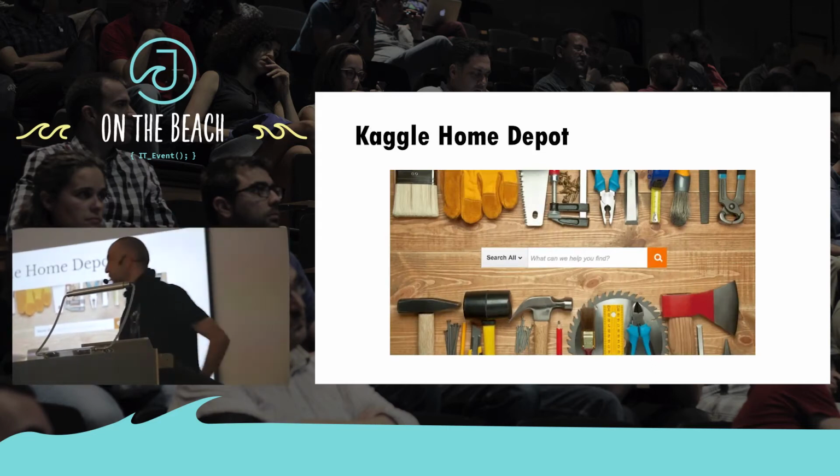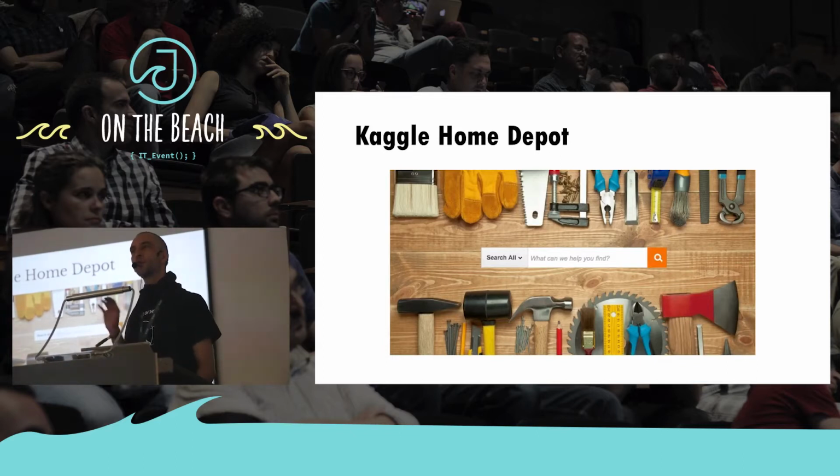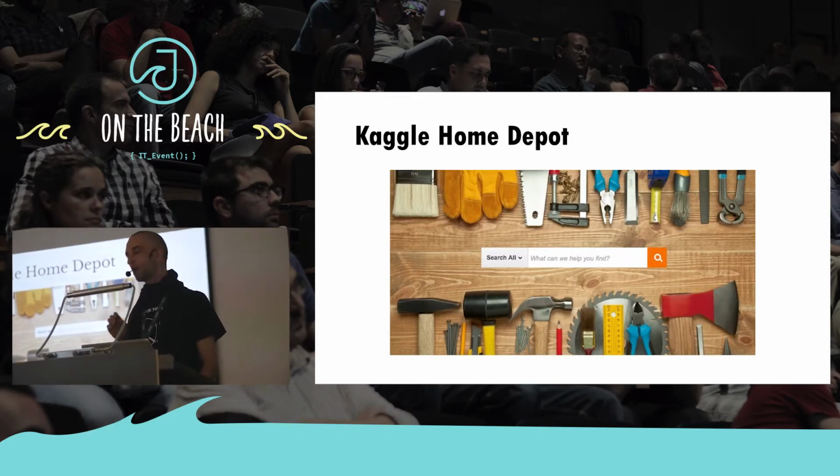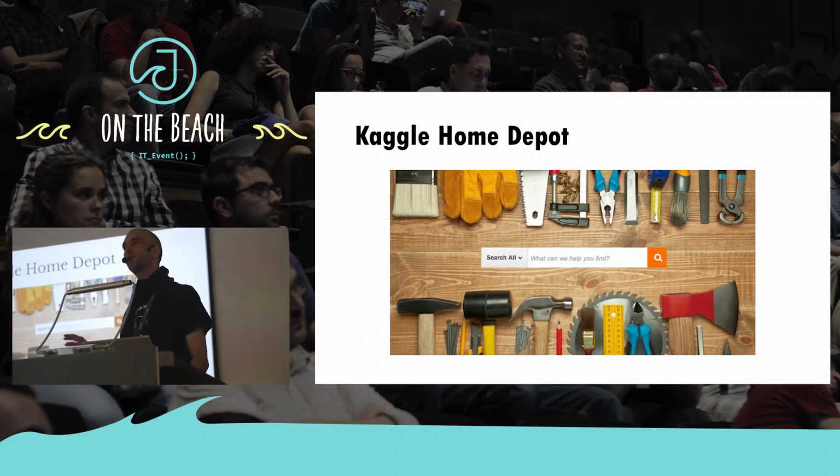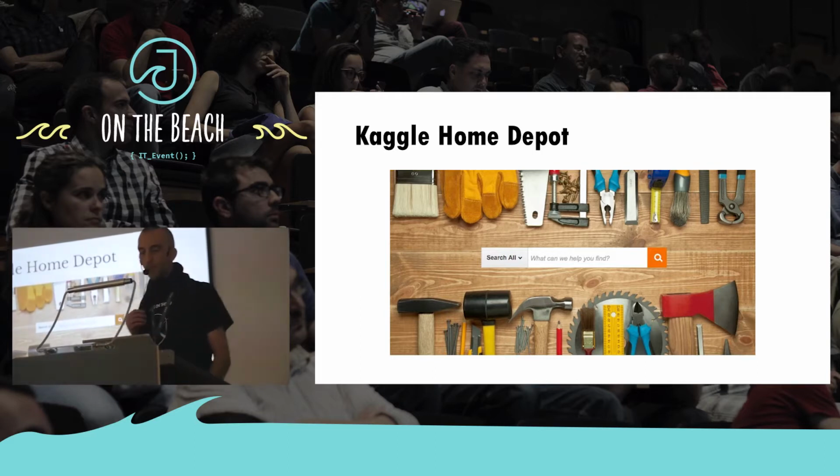So what was the problem about? This was a Kaggle competition. If you're not familiar with Kaggle, it's a place where you can go, they have data sets, they have competitions. You have a data set, you don't have machine learning people, you put it on Kaggle, people try models, and the best model wins.